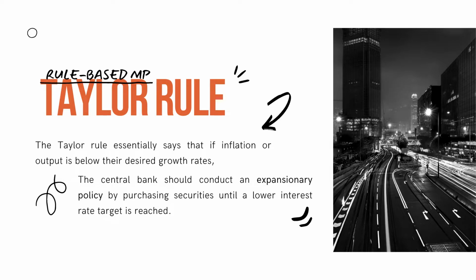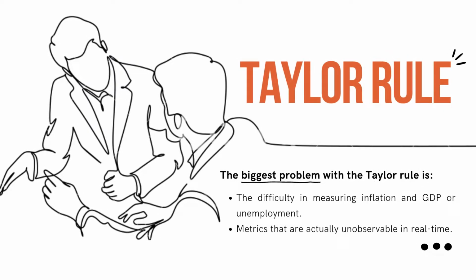So, if inflation or output in the economy is above the desired rate, then the monetary authority will raise the target rate by contracting the supply of money, and this will result in a rise in the interest rate. The biggest problem with the Taylor Rule is the difficulty in measuring inflation and GDP or unemployment metrics. They are actually unobservable in real time.